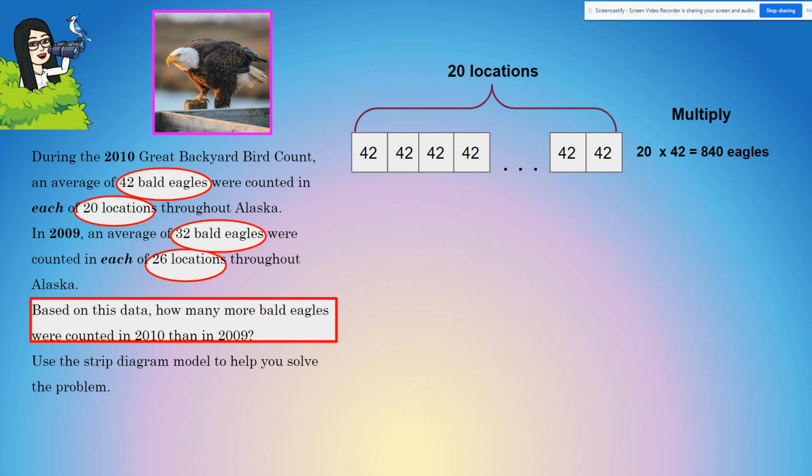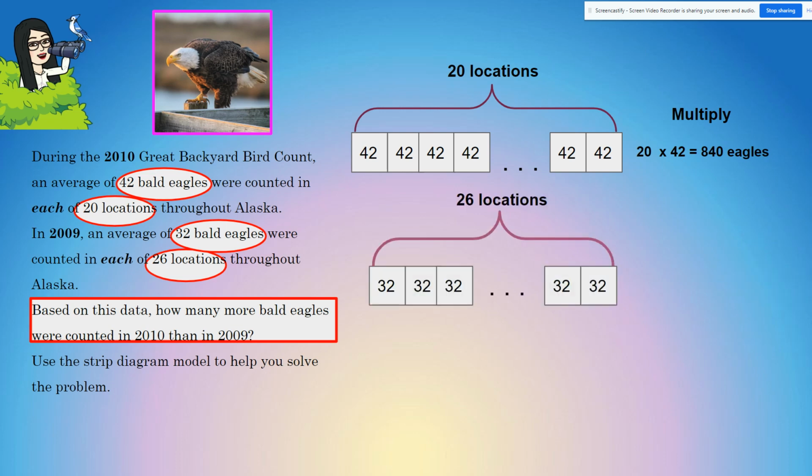Now I'm going to repeat the same process for the bald eagles in 2009. I know that I have to represent 26 groups of 32. I draw my strip diagram to represent 26 times 32. When I multiply, it gives me the product of 832. Now that I have found my two products, I need to move on to the next step.